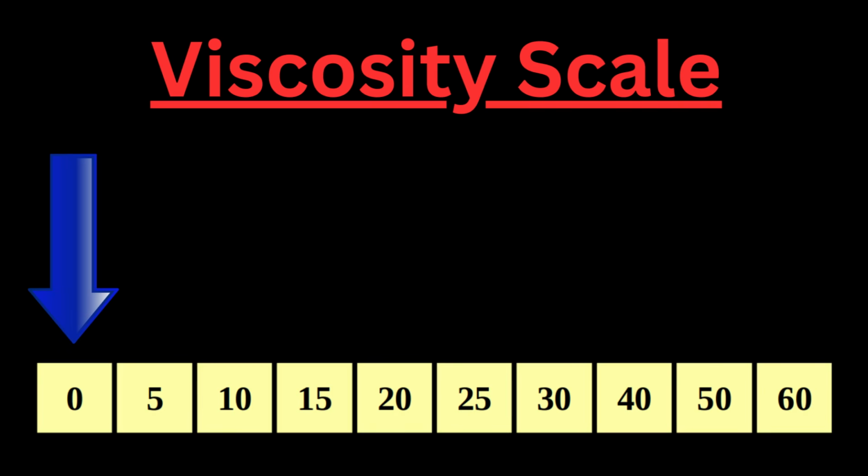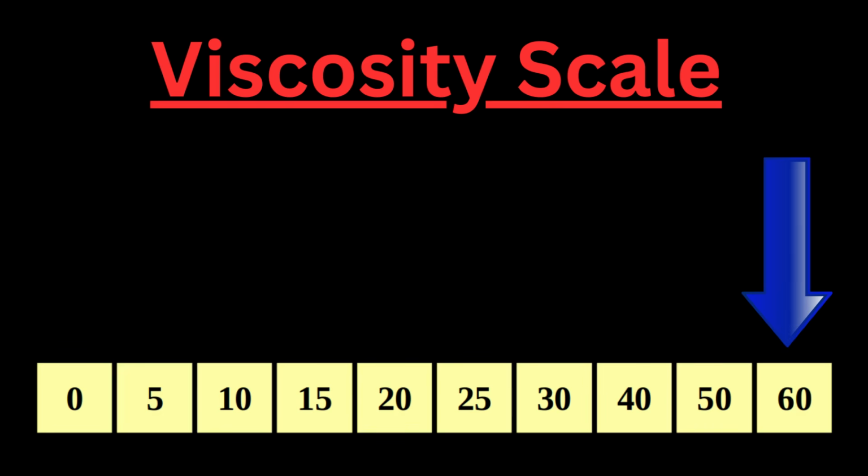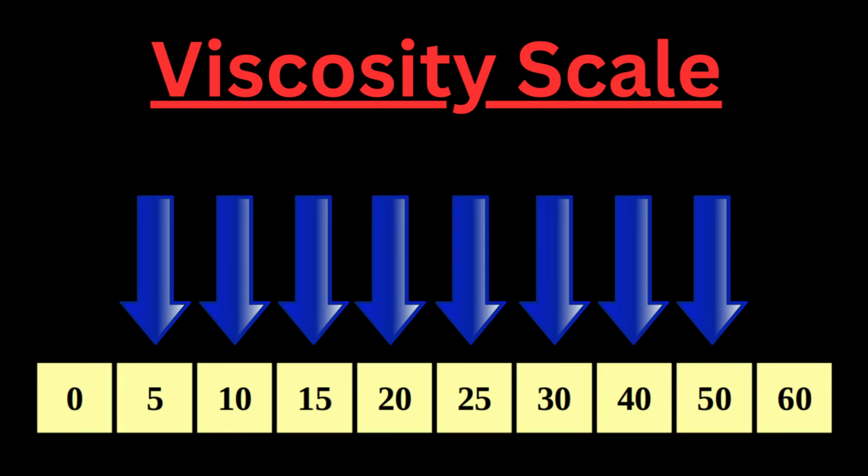Here's a scale that shows some common engine oil viscosities. At one end there's a 0. That's for a thin oil that flows quickly. At the other end there's a 60. That's for a thick oil that flows slowly in comparison. And of course there are various grades in between.